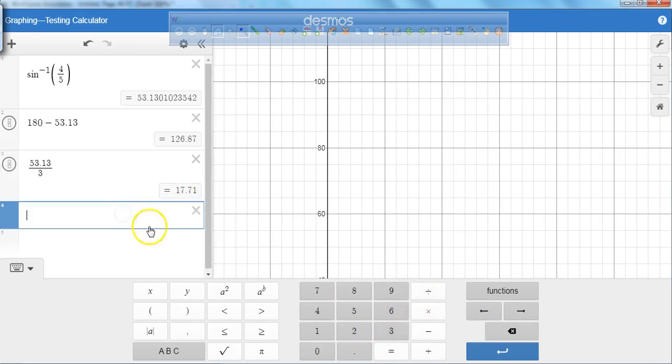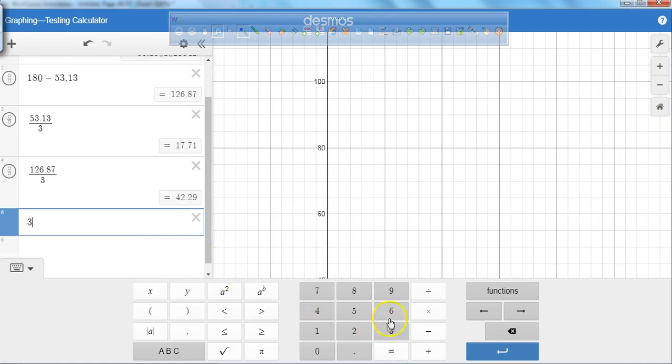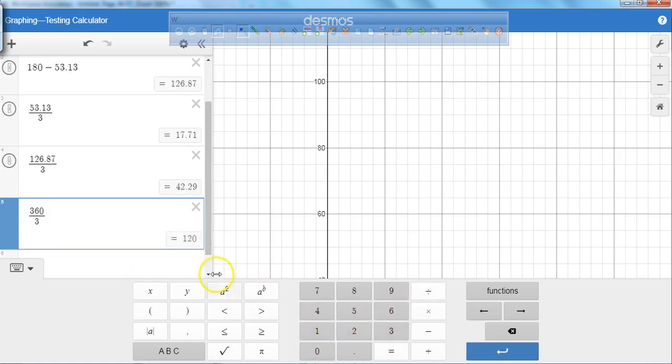That's 17.71. Then you're going to have to take that 126.87 and divide that by 3, which is 42.9. Okay? Just remember, 360 divided by 3 is going to be 120. So our final answers are going to be this.